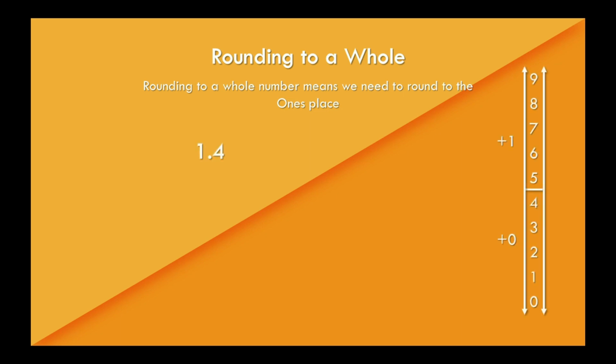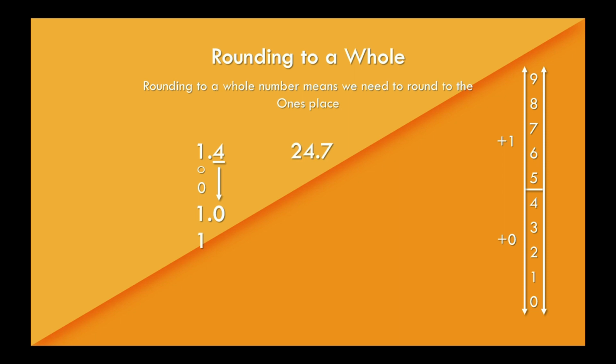Let's try this with 1.4. Now, we locate the ones place and check the digit immediately to its right. In this example, it's 4. Checking the rounding chart, we know that it rounds down. So we change the 4 and any digits to the right to 0, and 1 remains the same. So we get our final whole number of 1, or 1.0. Let's do a couple more examples.